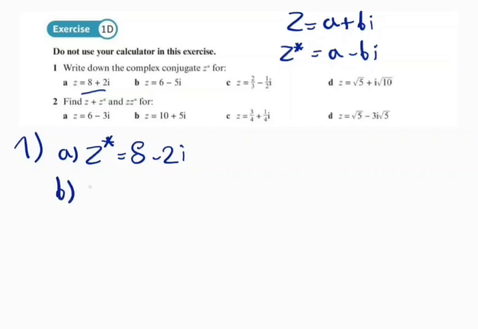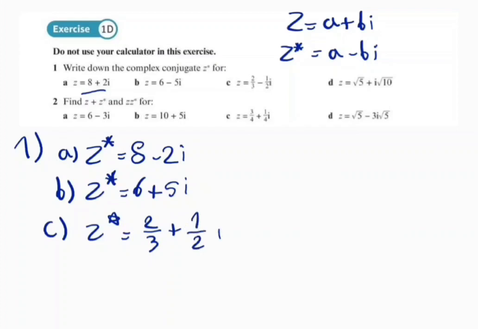In B we have 6 plus 5i. In C we have 2/3 plus a half i. And finally in D we have root 5 minus i root 10. So that's it for the first question, which is a very simple question. Now let's do the second one.